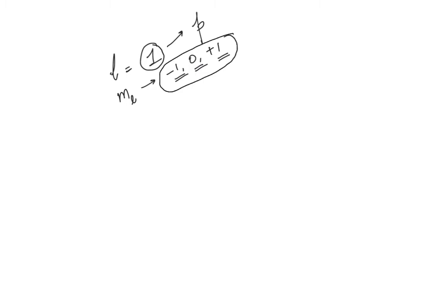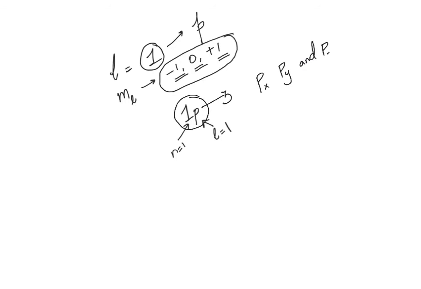If you remember from your previous videos, if we say 1p, that means this is the n value and this is the p value, the L value, right? And how many orbitals are there? There are 3 such orbitals. What are those? Px, Py and Pz. These are Px, Py and Pz.